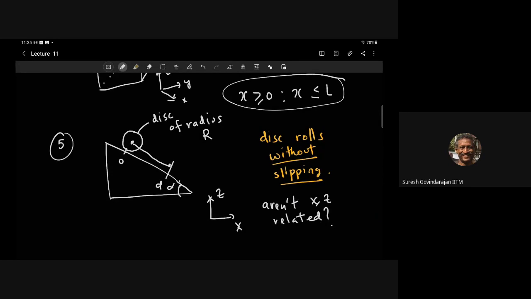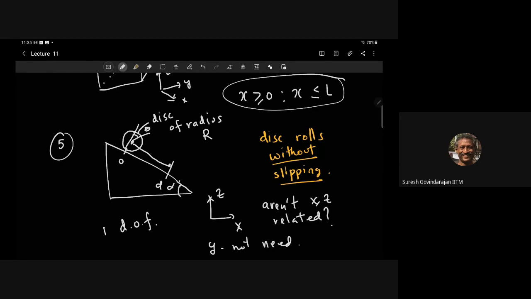And y is not even playing any role, so there's no need for y. So I think it's 1 degree of freedom. It's rotating, yes, it can rotate, rotating without slipping. So we can do one more thing: we can choose an angle with respect to this thing, call it theta.